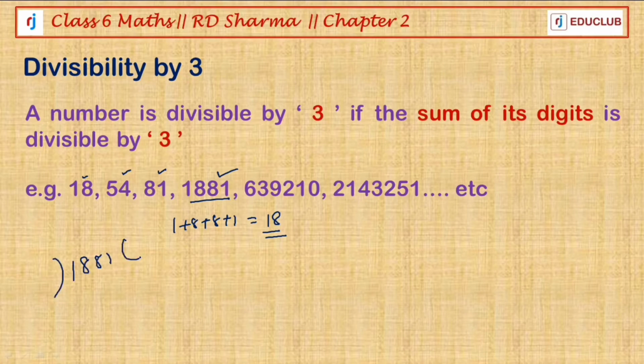We'll divide 1881 by 3. 3 6s are 18, cut 8. 3 2s are 6, 3 7s are 21. The remainder is 0, which means it is divisible. We are getting 627 as the quotient. So this number is divisible by 3. So a number is divisible by 3 if the sum of its digits is divisible by 3.